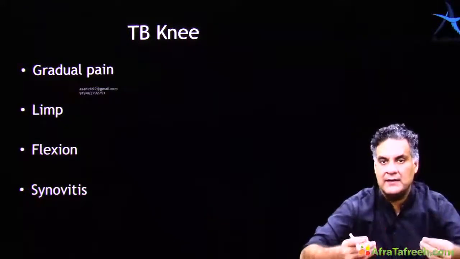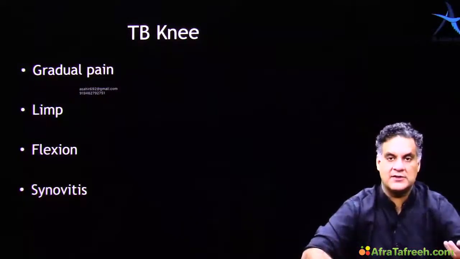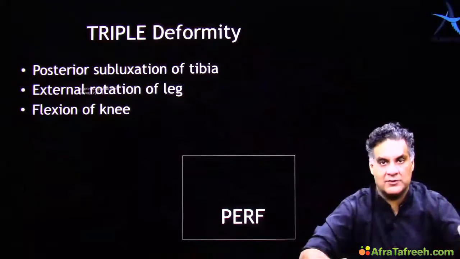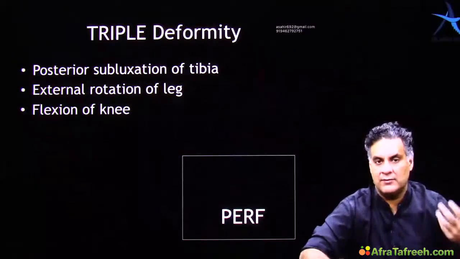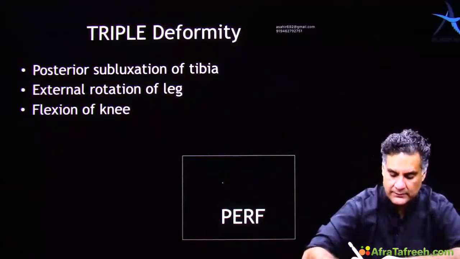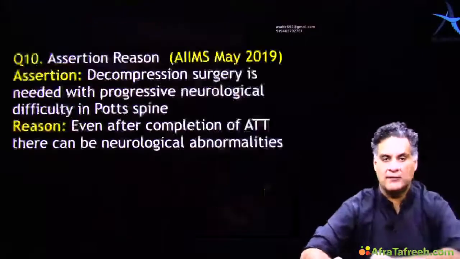Gradual onset pain, limp in the child, flexion of the joint and synovial proliferation are the features. If you do not treat it early, it will end up in triple deformity, which is also very commonly seen in RA. So TB and RA, 2 causes of triple deformity, you must remember, which involves posterior subluxation, external rotation and flexion. These are the components of triple deformity.